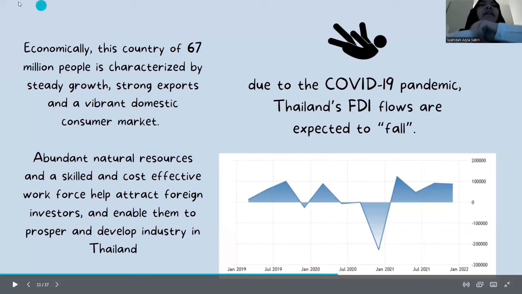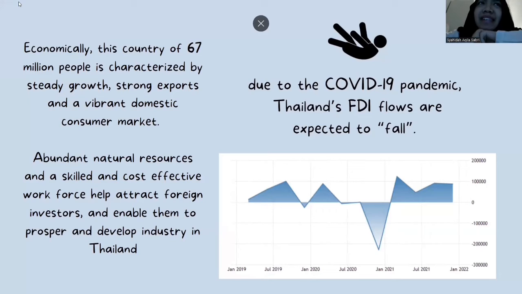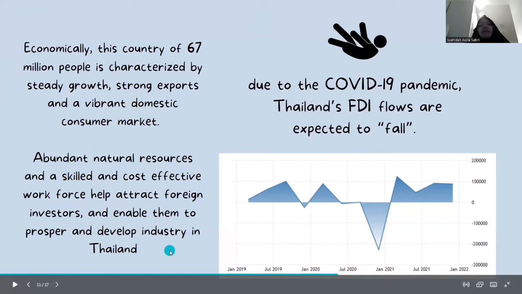Okay, so economically, this country of 67 million people is characterized by steady growth, strong exports, and a vibrant domestic consumer market. Abundant natural resources. Abundant is terbiar ataupun ialah terbiar lah. And a skilled and cost-effective workforce help attract foreign investors and enable them to prosper and develop industry in Thailand.